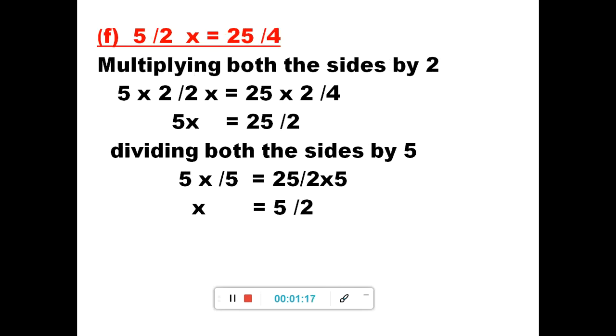F. 5 by 2 x equal to 25 by 4. So, multiplying both the sides by 2. So, 5 multiplied by 2 divided by 2, x equal to 25 multiplied by 2 by 4. So, 5 multiplied by 2, 10 by 2 it will become 5x, and 25 into 2 by 4, 4 and 2 will be simplified. So, I am left with 2 in the denominator. So, 5x equal to 25 by 2. Now, dividing both the sides by 5, 5x by 5 equal to 25 by 2 into 5. So, 25 and 5 will be simplified. So, it will become 5. So, x equal to 5 by 2.